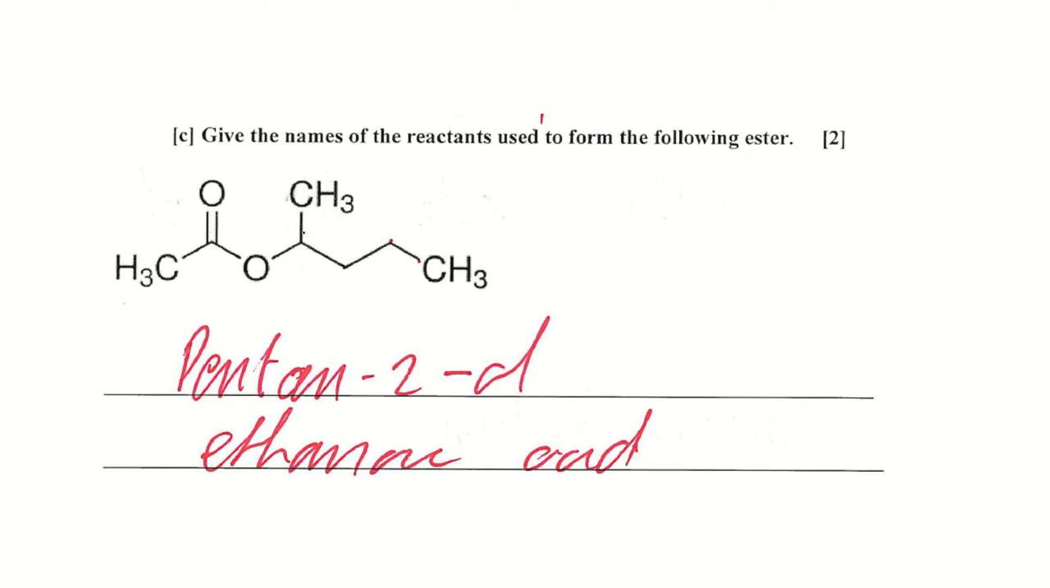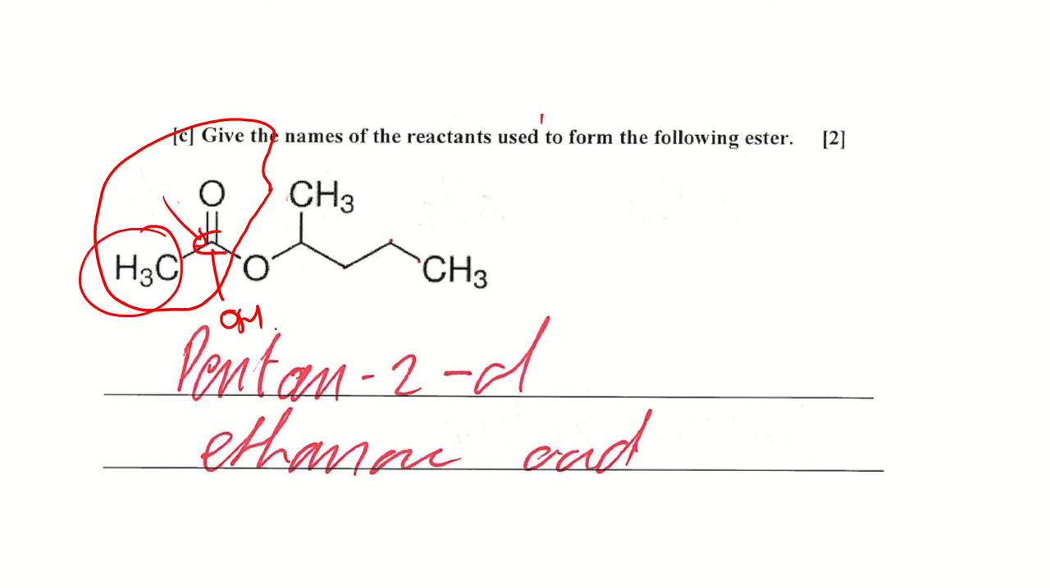So if we try and work out the carboxylic acid, let's isolate the part which is the carboxylic acid, and remember that there's a carbon there, so the original carboxylic acid would have had that, so that would be ethanoic acid. A lot of us just saw this, forgot about the carbon here, and said methanoic acid.